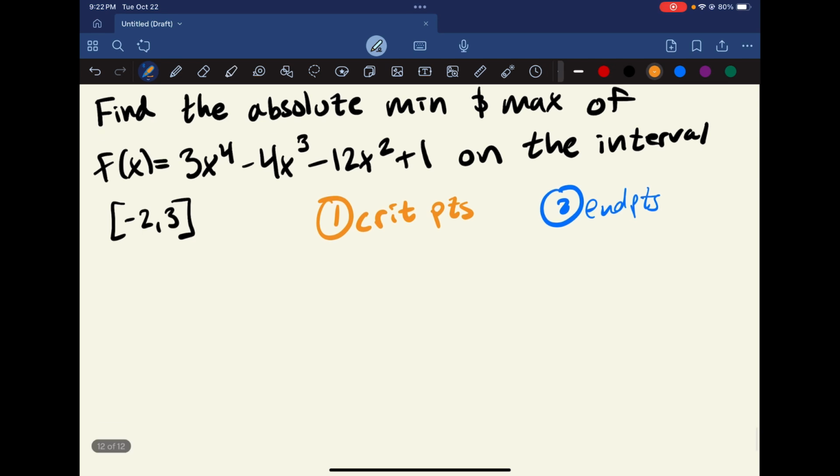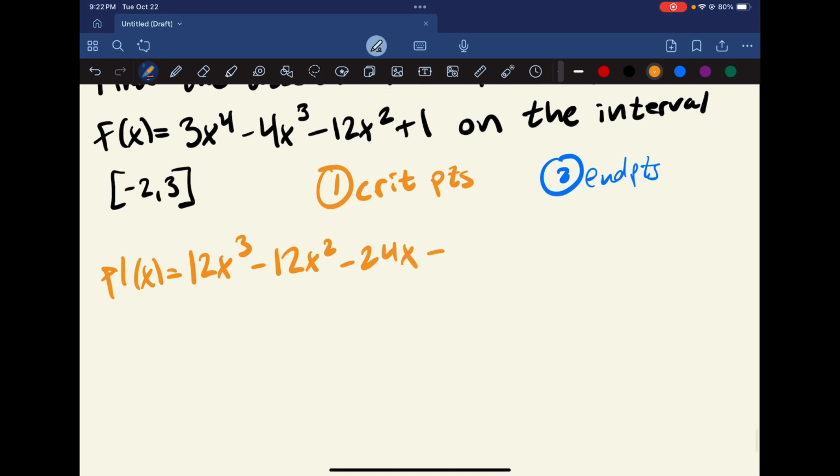Start with our critical points. So in order to find our critical points, right, our derivative has to equal 0, or it has to DNE. So let's take the derivative first. 12x to the third power minus 12x squared minus 24x. We want to set this equal to 0.